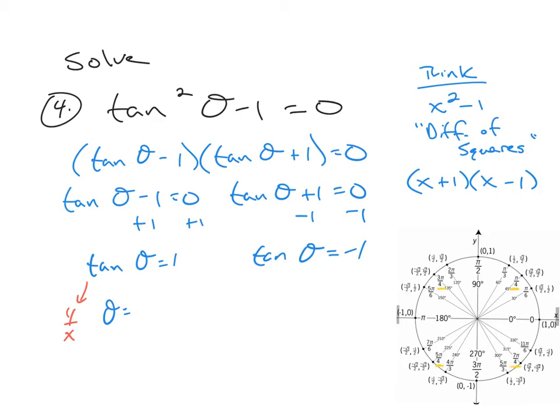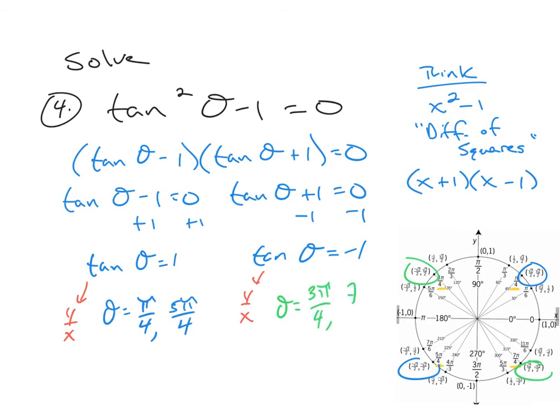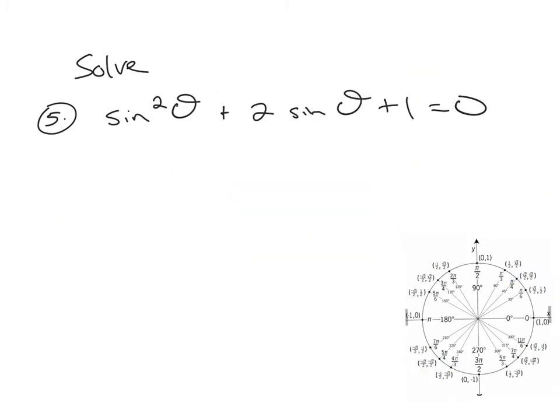And which one of those would we divide and get a positive 1? Well, if we divide two positive numbers at pi over 4, that would give us 1. And if we divided two negative numbers at 5 pi over 4, we would get positive 1. Same kind of thing for the second part, y over x to equal -1, we'd have to divide a positive and a negative number, which is going to come from these two spots. So theta equals 3 pi over 4 and 7 pi over 4. So again, this problem has 4 total solutions.